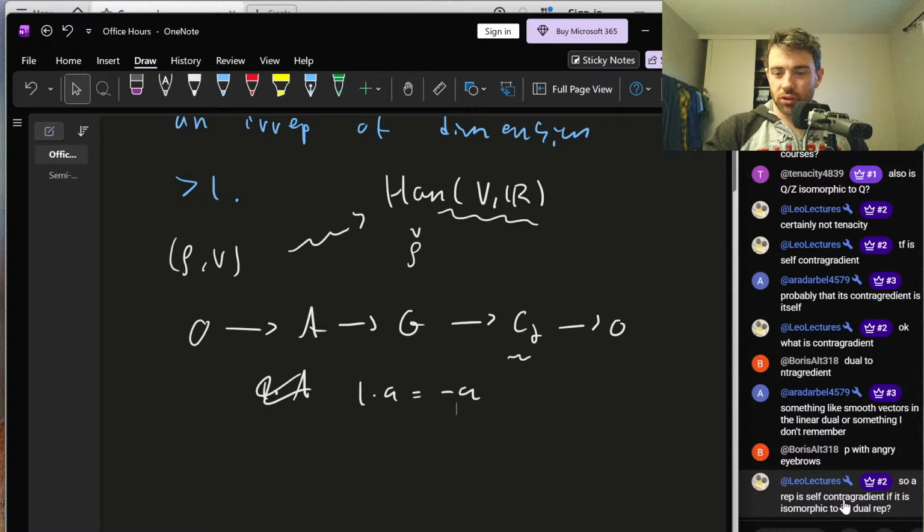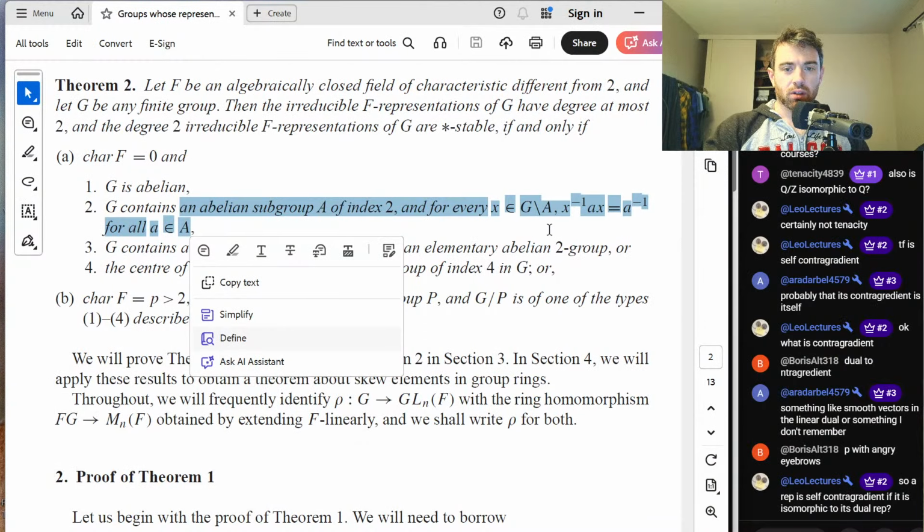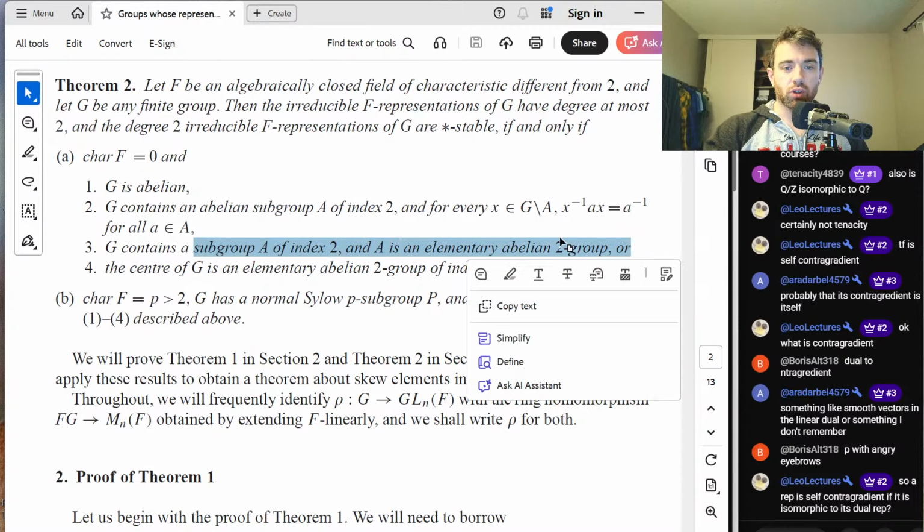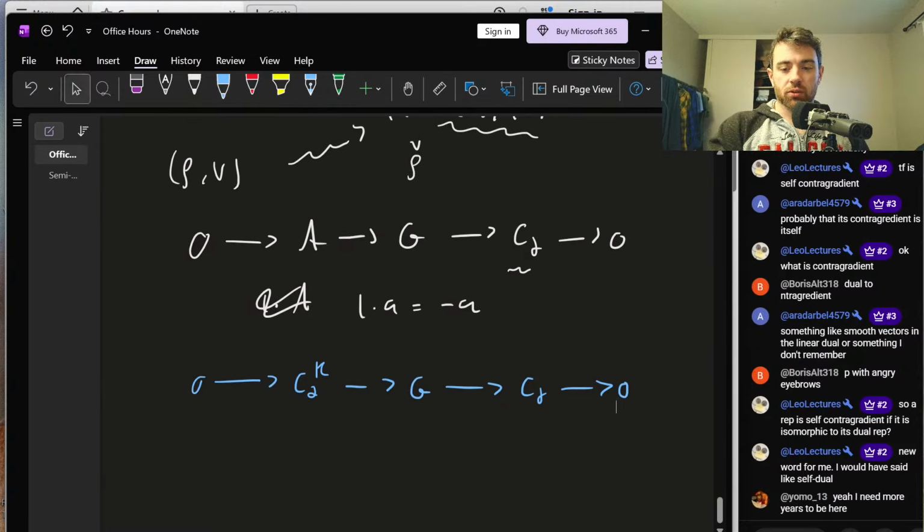A representation is self-contragradient if it's isomorphic to its dual rep. Yes, exactly. And what are the other possibilities? G contains a subgroup of index 2. So there could be, by the way, crossover between 2 and 3. G has a subgroup A of index 2, where A is an elementary abelian 2-group. But now there isn't any restriction on the action. So here we just have C2 to some power. And then what's the last one?